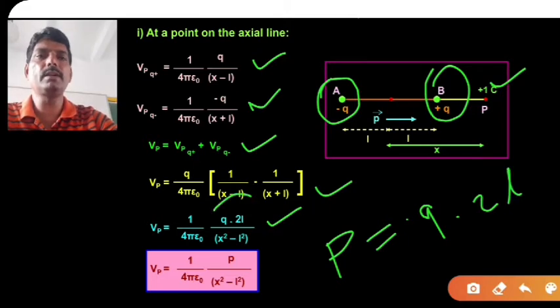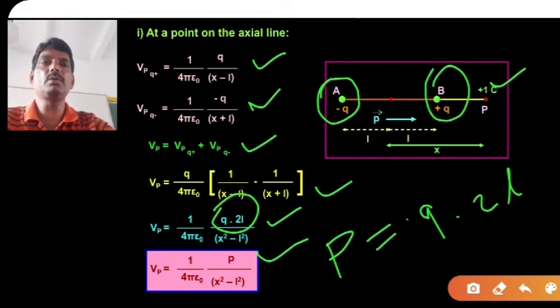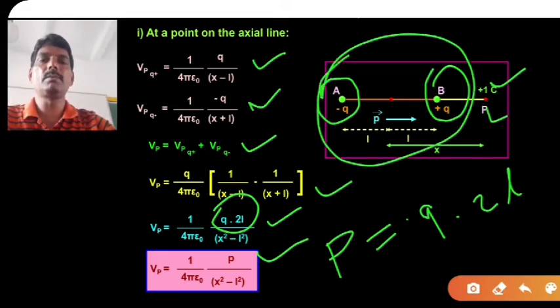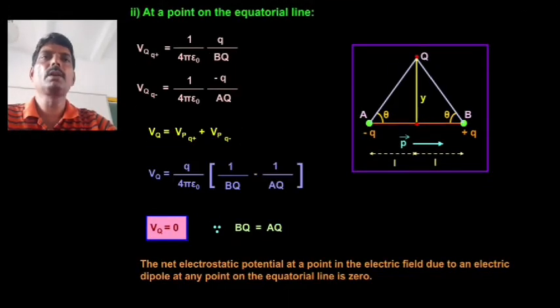Putting the value here in this equation, you will get the final equation of the potential at a point P due to this dipole, given by Vp is equal to 1 upon 4 pi epsilon naught p upon x square plus L square. This is the final equation. Now we will proceed to the electric potential. Remember, I am talking about the electric potential.